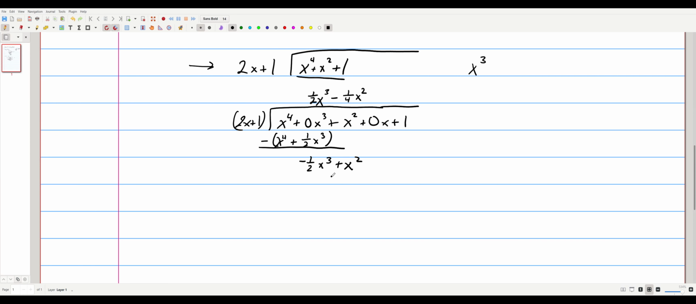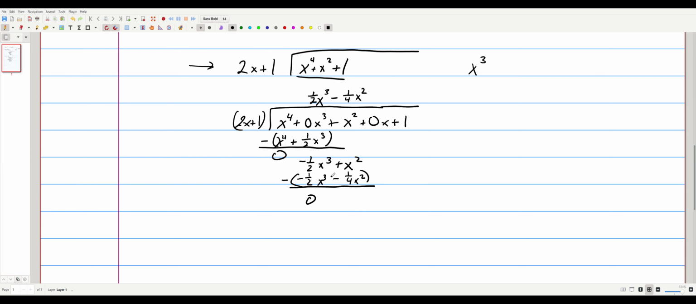Well, x squared does. And so if I multiply this term now to my 2x squared, I get negative 1/2 x cubed. And also I have to multiply this to the second term, which is just the 1, so minus 1/4 x squared. And now I subtract these terms. Negative 1/2 minus negative 1/2 is negative 1/2 plus 1/2. And so these terms go to 0.